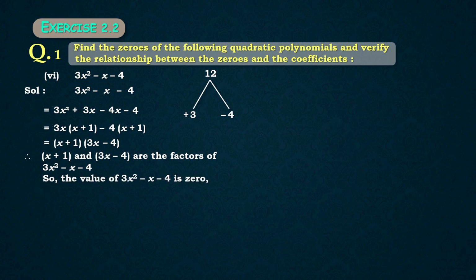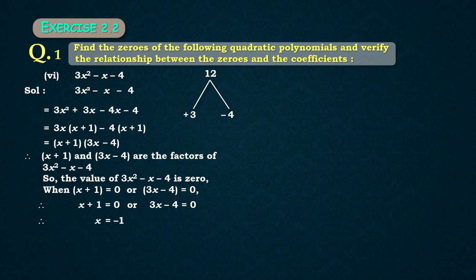Now, to find the zeros, we equate each factor to 0. First, x plus 1 equals 0. This gives x equals minus 1. Second, 3x minus 4 equals 0. This gives x equals 4 by 3. Therefore, the zeros of the polynomial 3x squared minus x minus 4 are minus 1 and 4 by 3.